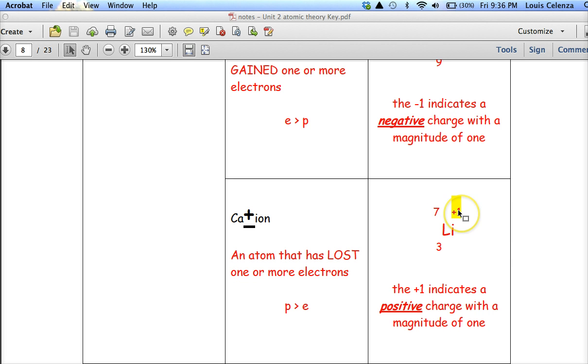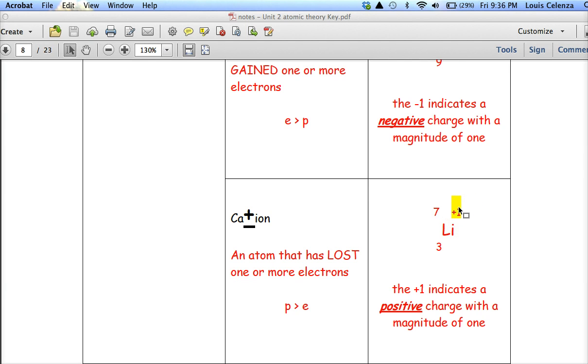Notice now it's a +1. So obviously +1 means that it actually lost 1 electron. Normally lithium would have 3 protons and 3 electrons. But if you subtract 1 electron from it, it's now going to have 2 electrons. So a lithium ion has 3 protons in its nucleus because the protons don't change, but it has lost 1 electron. That makes it only 2 electrons. So now it has 1 more positively charged proton. That's why it's a +1.